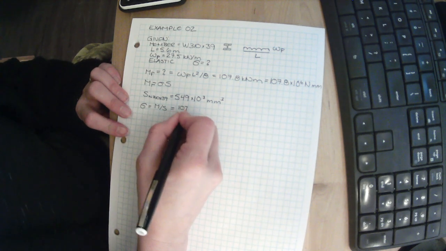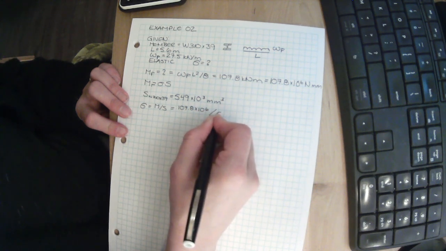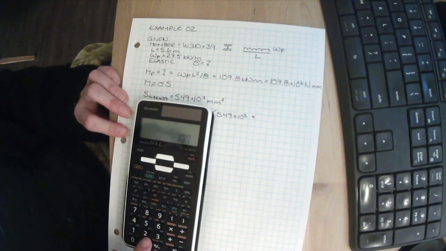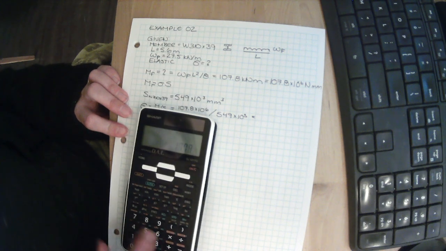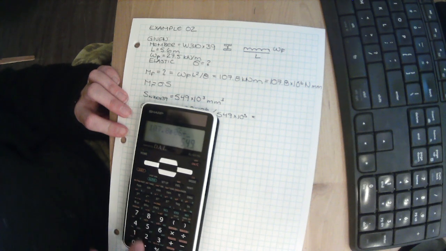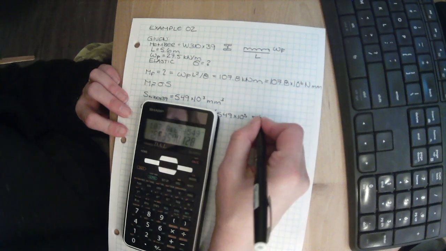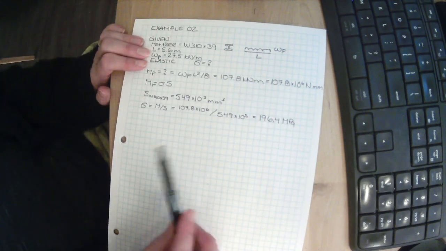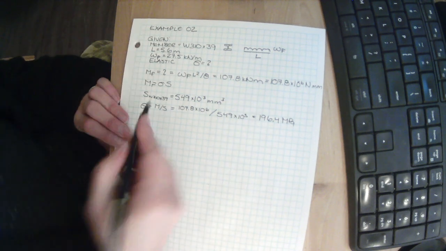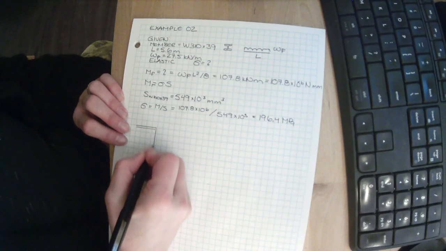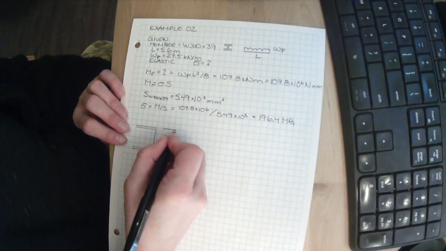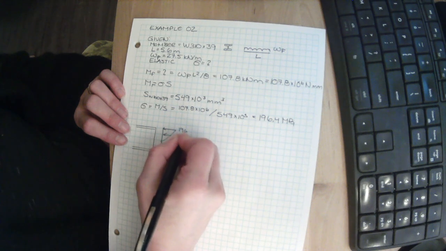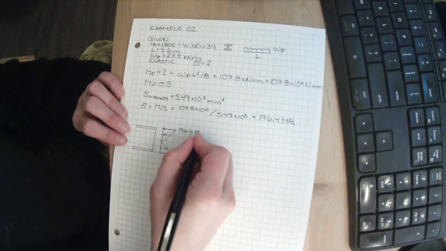We have 107.8 times 10 to the 6 divided by 549 times 10 to the 3, which equals 196.4 MPa. So the stress that this object sees under that loading is 196.4 MPa. That's saying that our steel beam has a stress profile of 196.4 MPa.